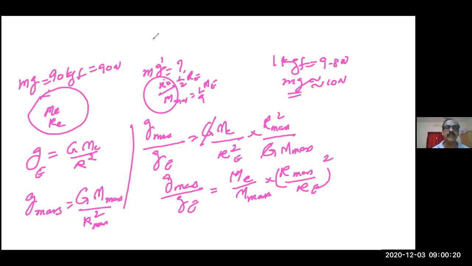So we are dividing the gravity of Mars by the gravity of Earth. First we have to see the variation of gravity, then multiply by the mass. Then you will get the weight. Copy it first.